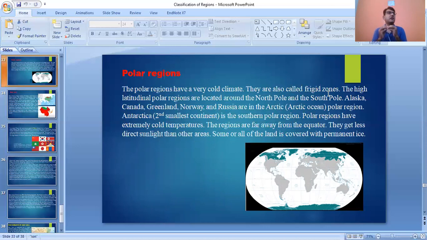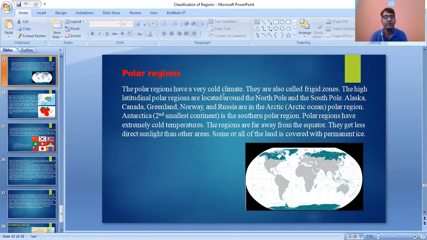Either those people are working there, exploring for minerals or fossil fuels, whatever you call them, so they are there temporarily, or very few people live there permanently, making particular types of houses to cover themselves. Mostly the profession of the people who live there is hunting or fishing.